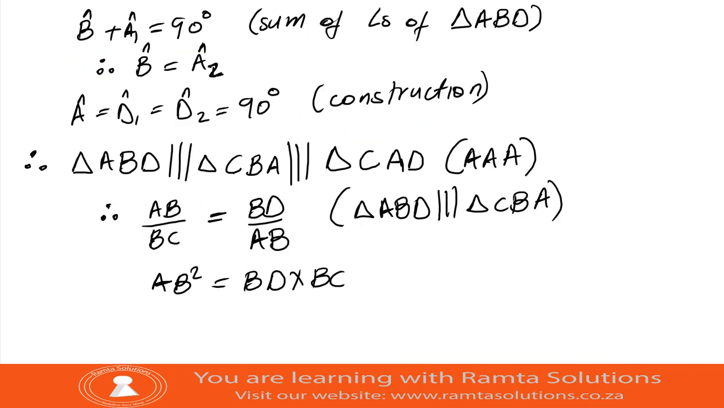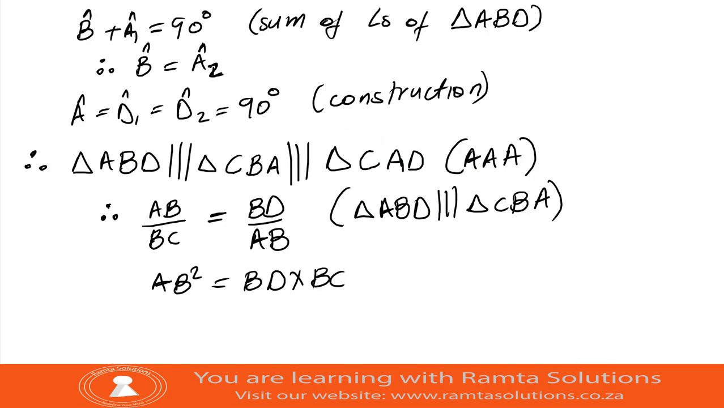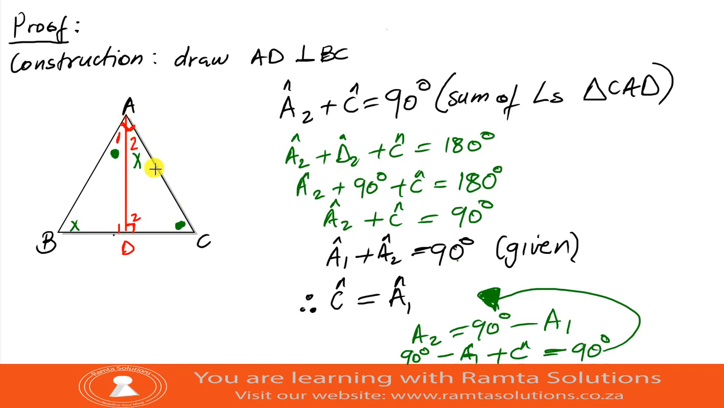Now AC to the main triangle corresponds to... AC is basically the hypotenuse of triangle CAD, alright? What does it correspond with? It corresponds with BC in the main triangle. Or should I say CB? It doesn't matter. Let me call it BC. Even if you call it CB, it's okay.